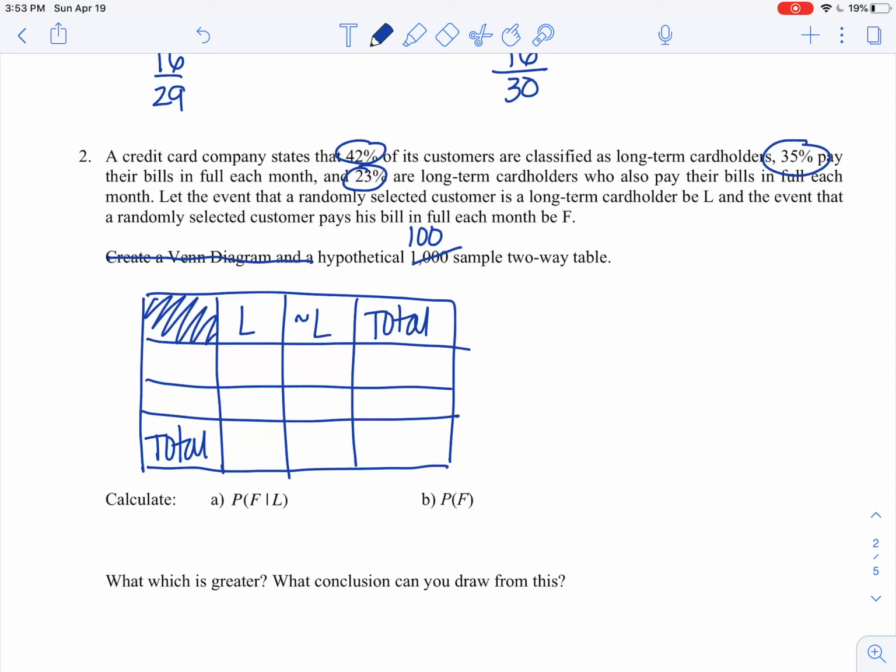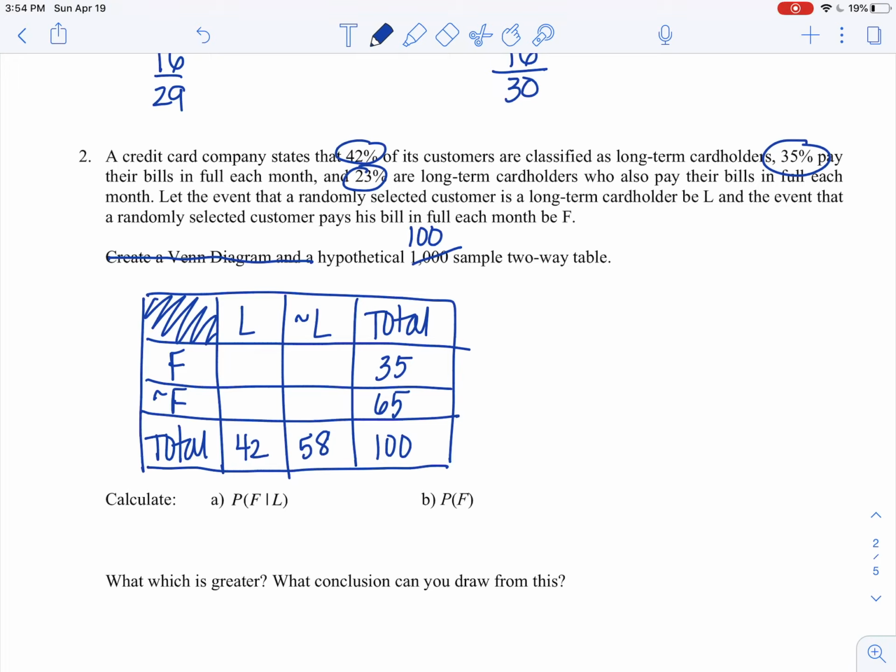You're talking about long-term card holders and people who are not long-term card holders. You're talking about people who pay their bill in full every month and people who don't pay their bill in full every month. And now we're going to go through and fill in all this given information. And again, the benefit of the two-way table is that there's a space for everything. So it says that 42% are long-term card holders. So 42 out of our theoretical 100 people are long-term card holders. That means that 58 are not long-term card holders. 35% pay their bills in full every month. So 35 of our theoretical 100 people pay their bill in full. So 65 do not.